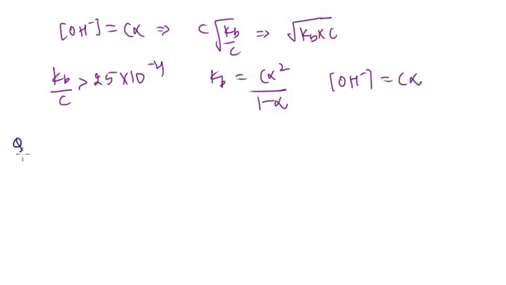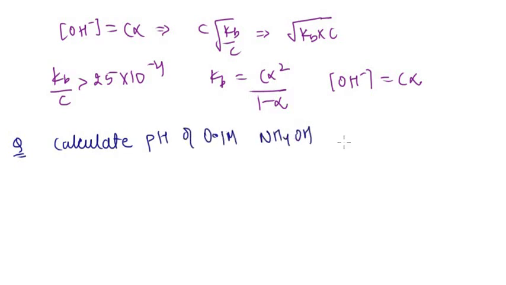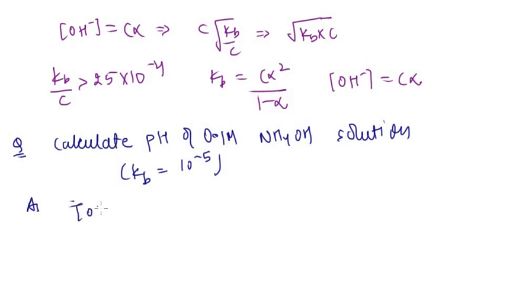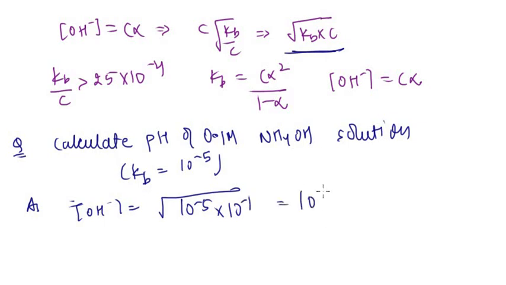So let's try to figure out one problem. Calculate the pH of 0.1 molar NH4OH solution. So we know C, and the Kb value of NH4OH must be given in the problem, that is 10 to the power negative 5. So the concentration of OH negative comes out to be under root of Kb into C. So that is Kb 10 to the power minus 5 into C 10 to the power minus 1. So it is 10 to the power minus 3. So pOH is negative log of that, which is 3, and pH is 11.